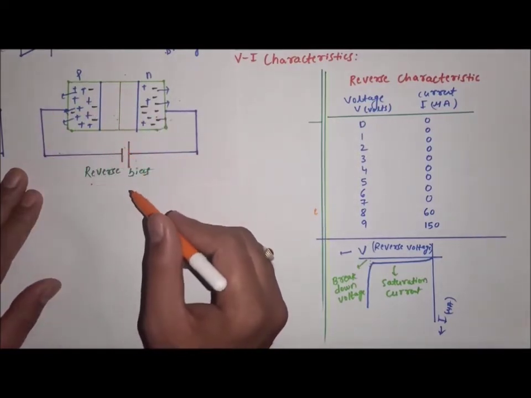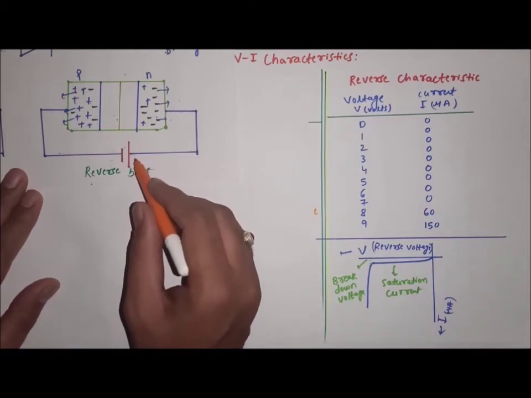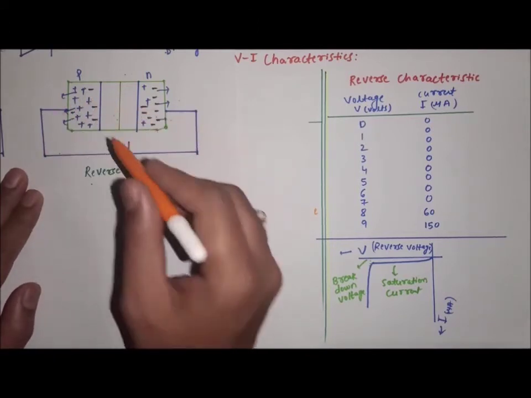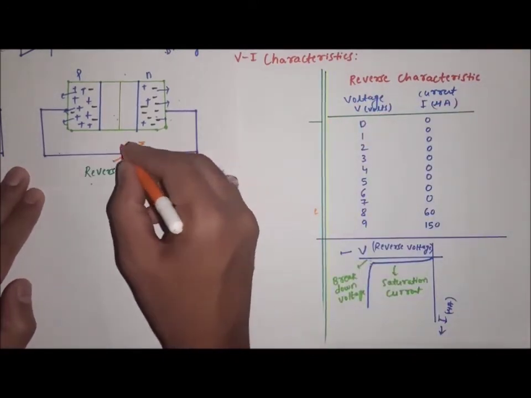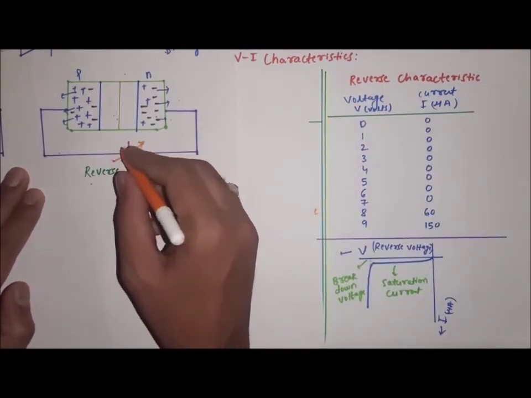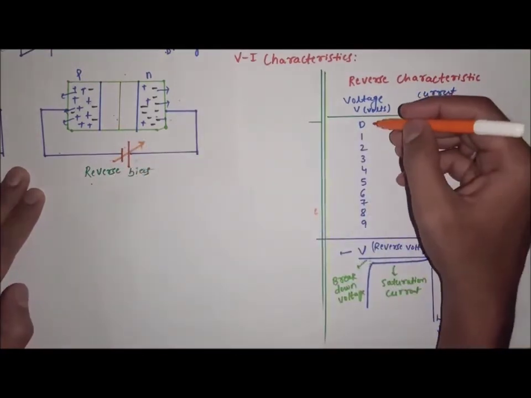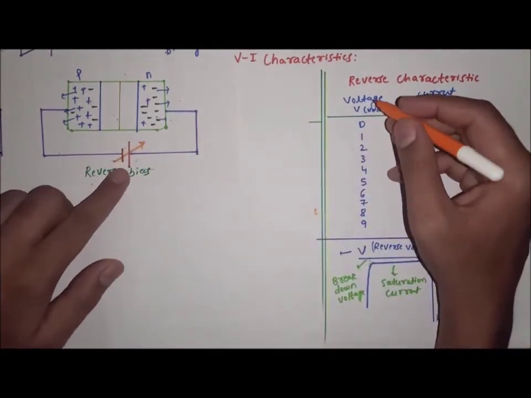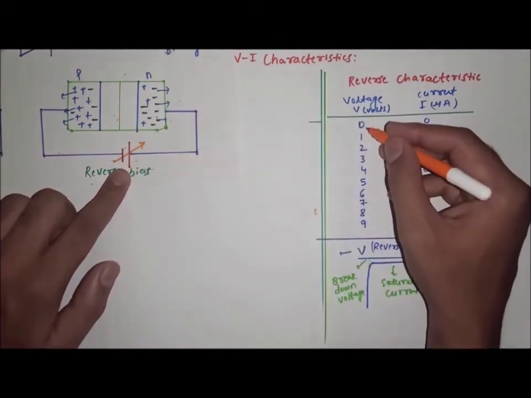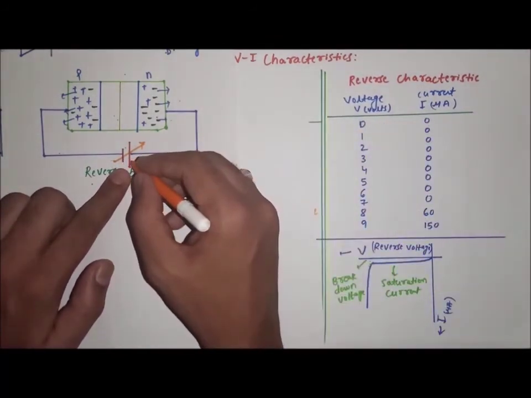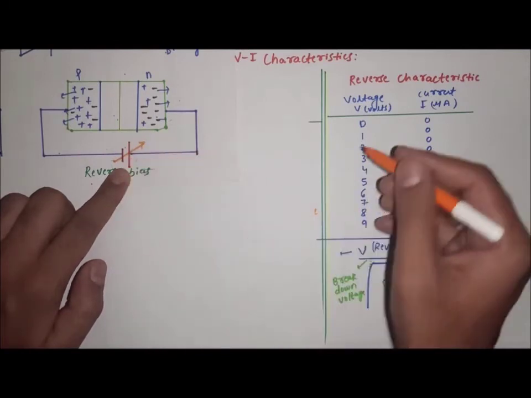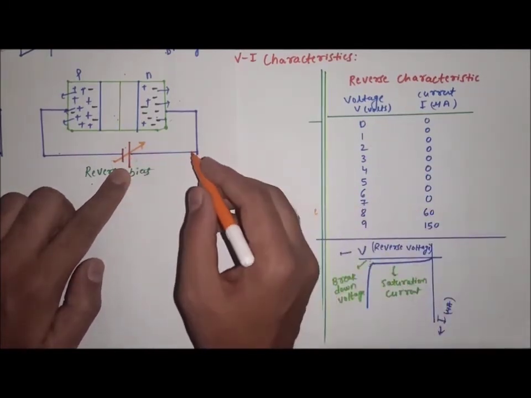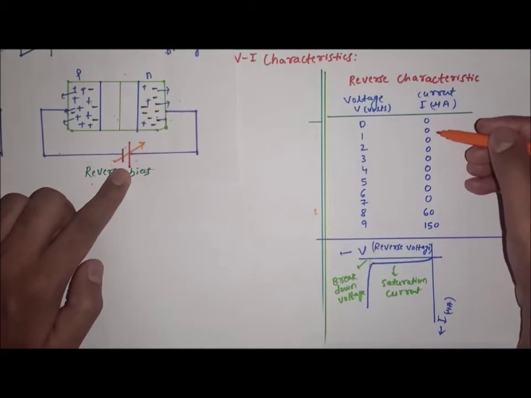In reverse bias, what happens? We will do the experiment. If you connect in this fashion in reverse bias, and this voltage is again a variable voltage, a variable battery which is connected, now I will change the voltage here in steps of 1 volt. I will make it 0 volt in the beginning, then 1 volt, 2 volt, 3, 4, 5, 6, 7. I will keep on changing the voltage. Now I will note down the corresponding current also.